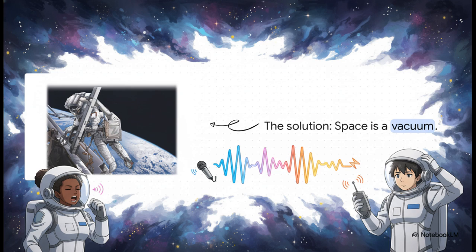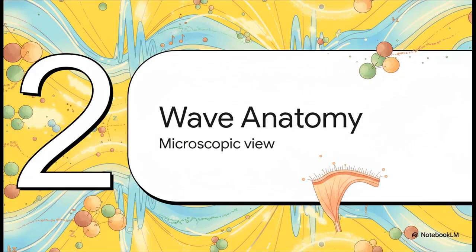It can't propagate. This is exactly why real astronauts use radio headsets inside their helmets. Radio waves are a totally different kind of wave that can travel through a vacuum, but mechanical sound waves, no chance. Mystery solved. Let's move on to part 2, wave anatomy.